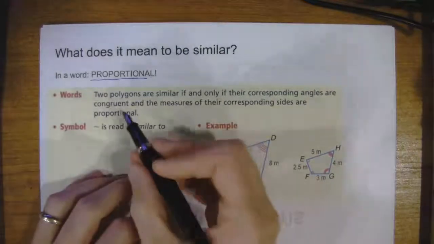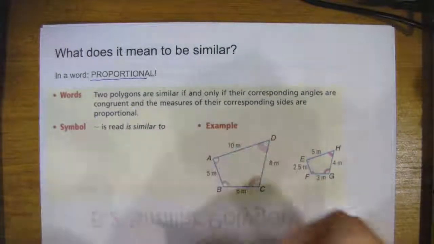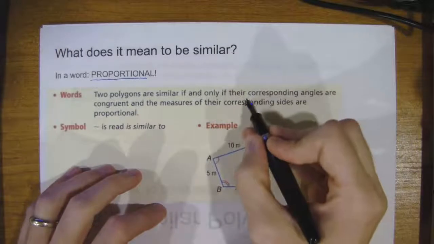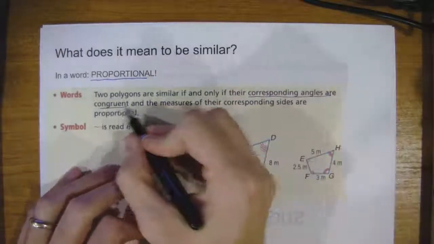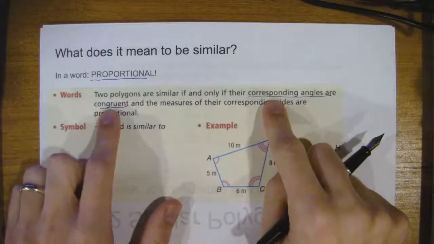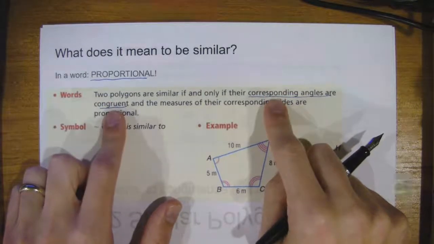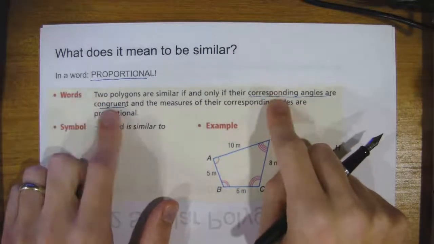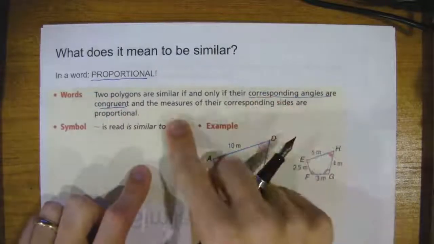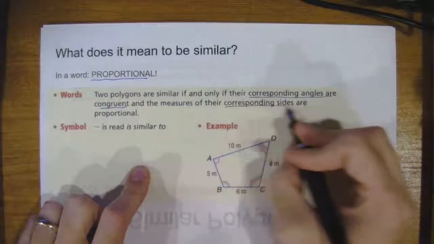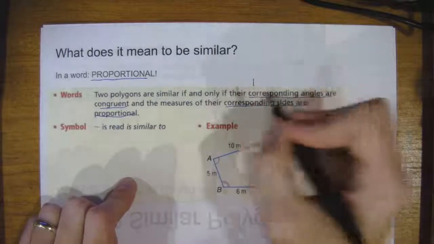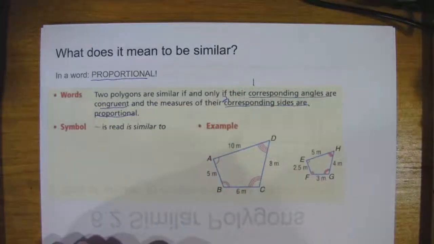So take a look. We can say that polygons are similar, in other words, they're proportional, if and only if corresponding angles are congruent. So that should look familiar. That's very similar to what we did with congruent triangles, congruent polygons, whatever. So corresponding angles have to be congruent. So that's one aspect. The other aspect is, of course, that corresponding sides are proportional. So 1, 2. Both ideas have to be met.